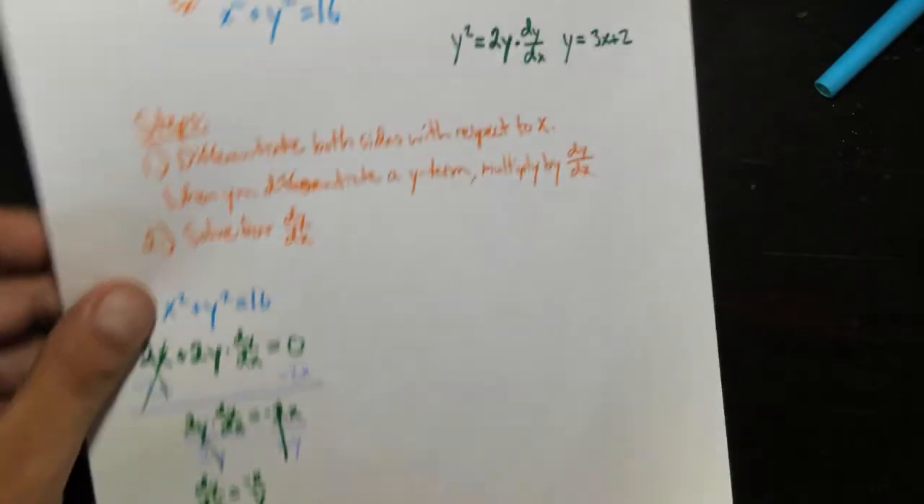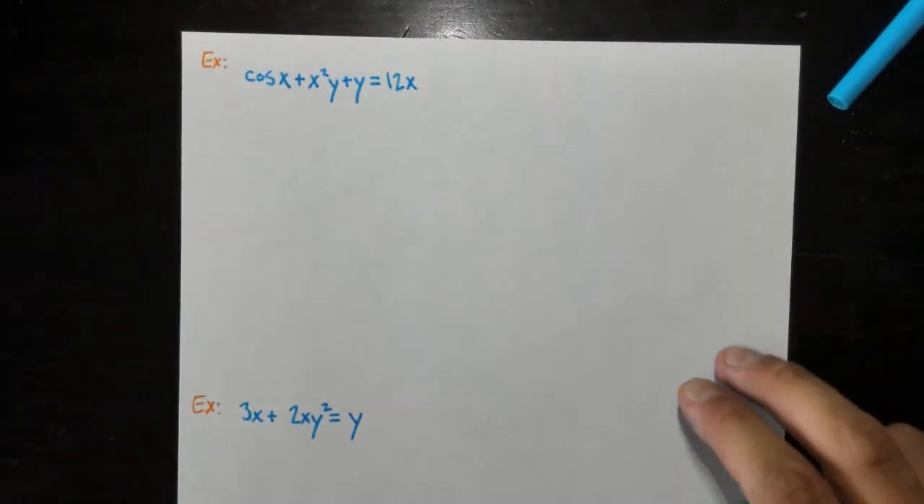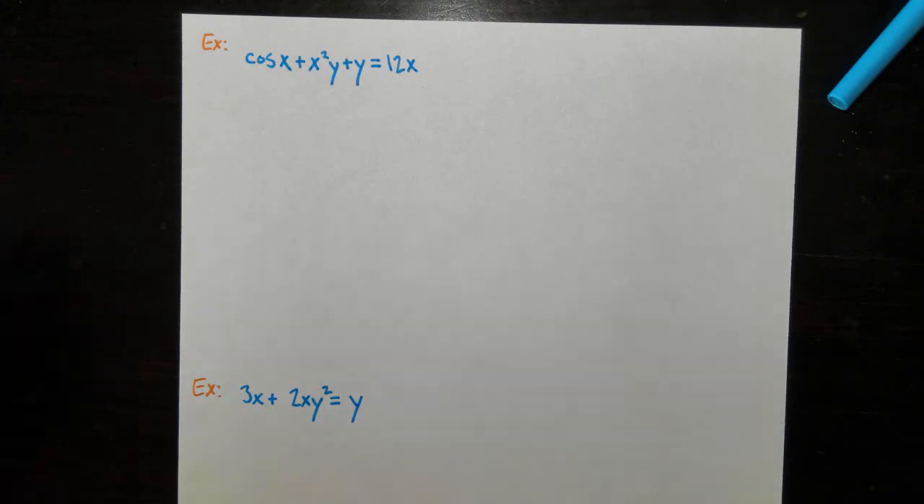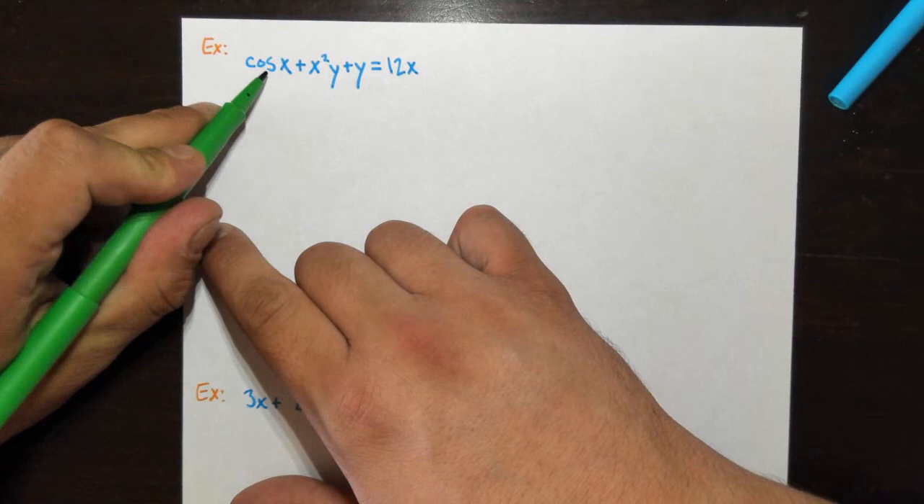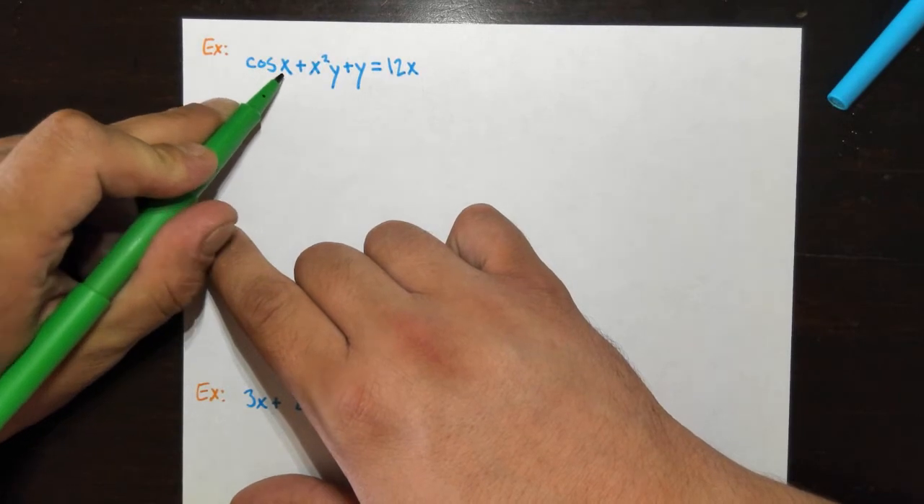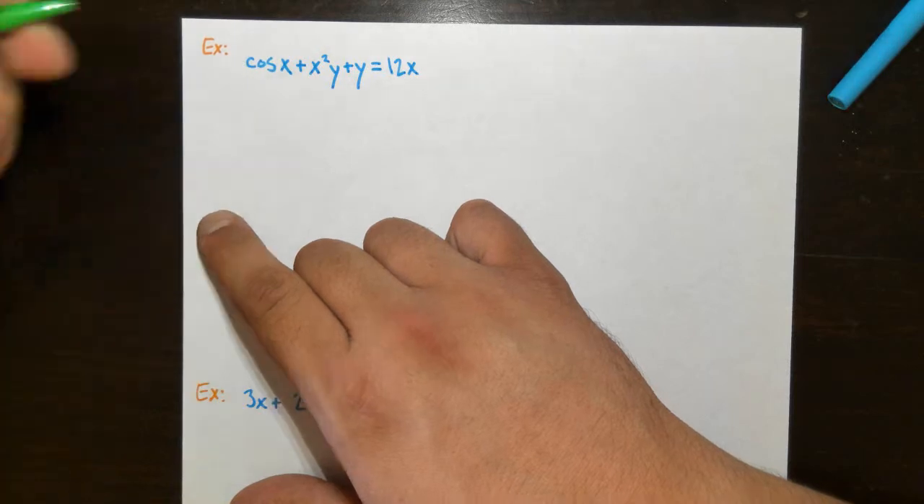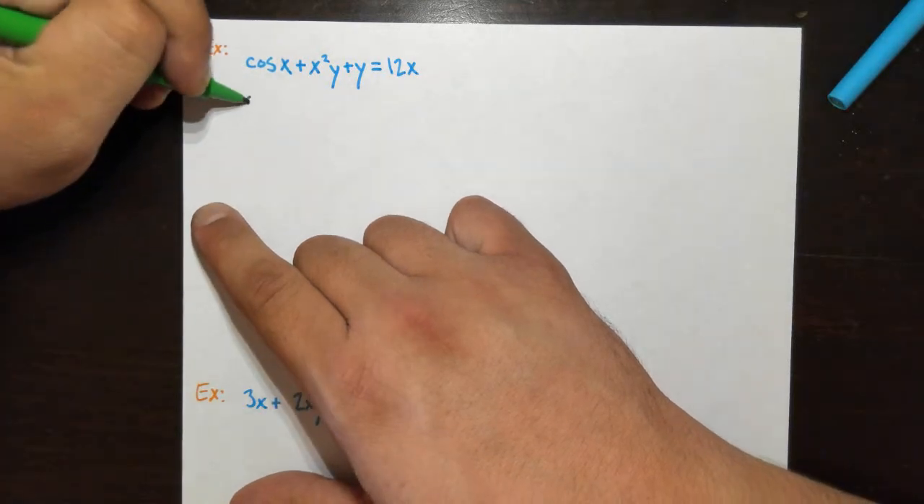Okay. Now let's take a look at something like cosine of x plus x squared times y plus y equals 12x. So now, again, let's differentiate with respect to x. So let's see. Cosine of x. There's no y. The derivative of cosine of x is just going to be negative sine of x.